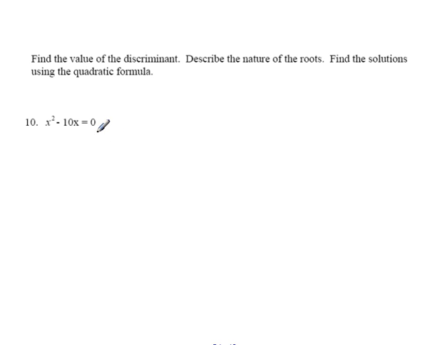Okay, this equation is also written in quadratic form. It's equal to 0. We have x squared and x. You'll notice we do not have a constant. Well, what does that mean to my problem? Well, it means that the a value is 1, the b value is -10, and the c, since we have no constant, is 0. Let's find the discriminant.